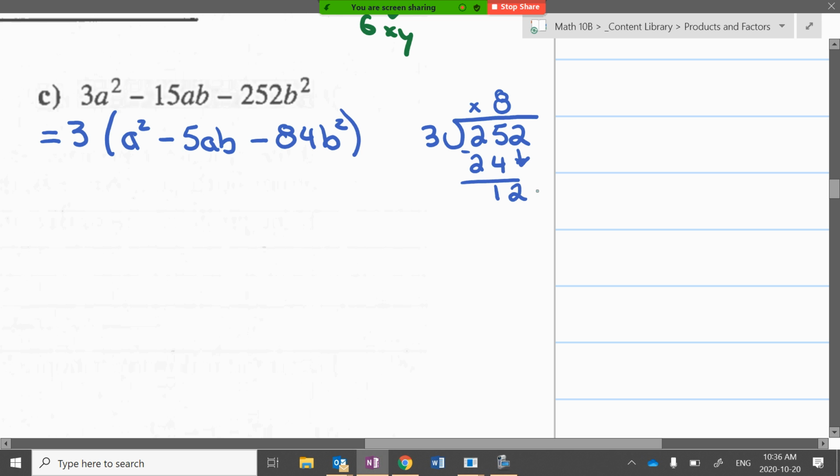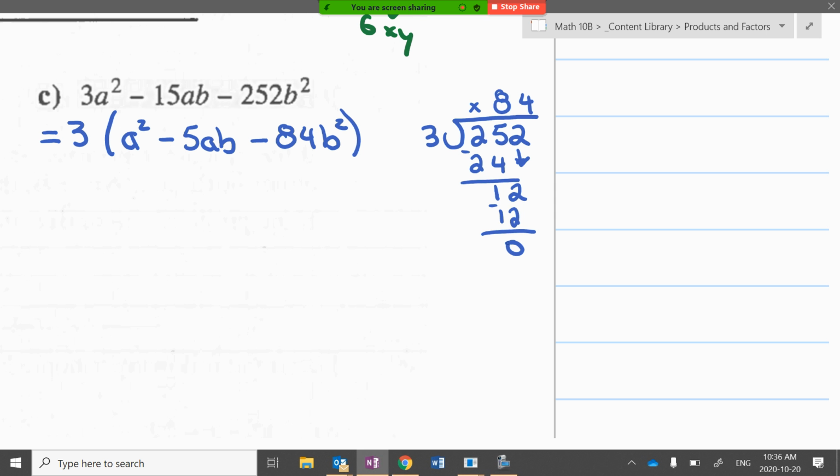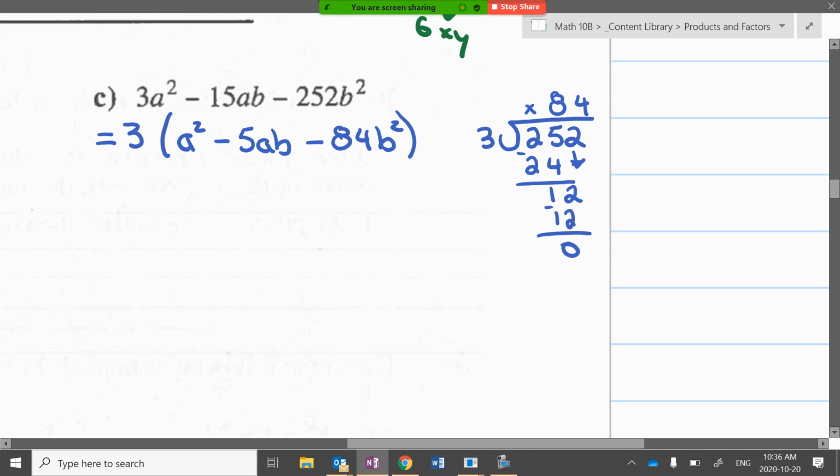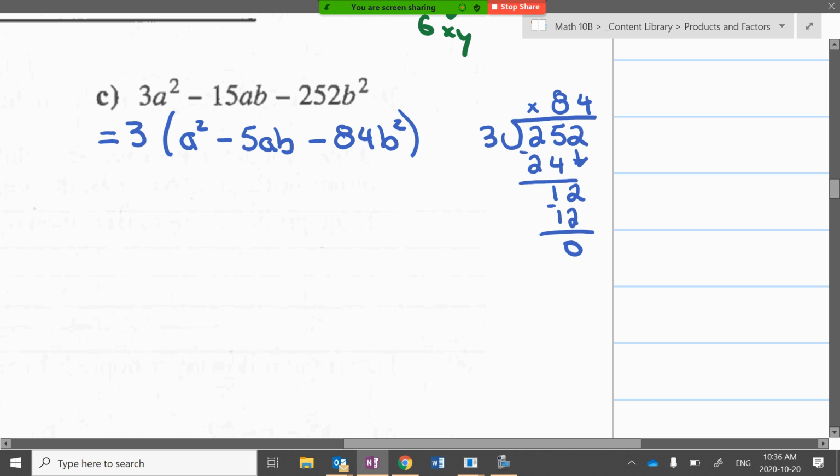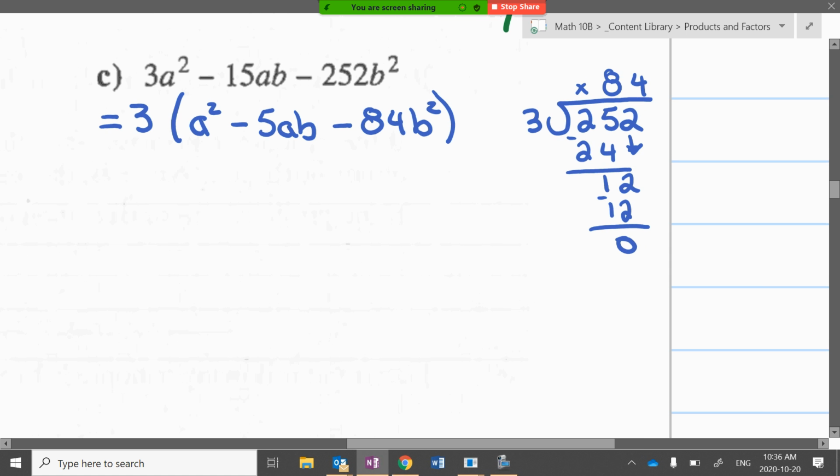Bring down my 2. How many 3's in 12? 4. 4 times 3 is 12. I subtract, I get a 0. So our answer is 84. We're not going to give you decimals. So likely you've made a mistake if there's a decimal. I'm not going to do that to you. I shouldn't say likely. Okay, now I need two numbers that multiply to 84 and add to 3.